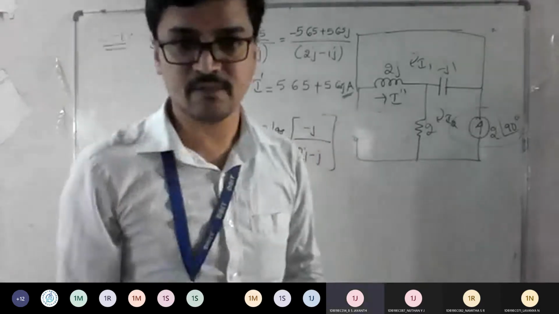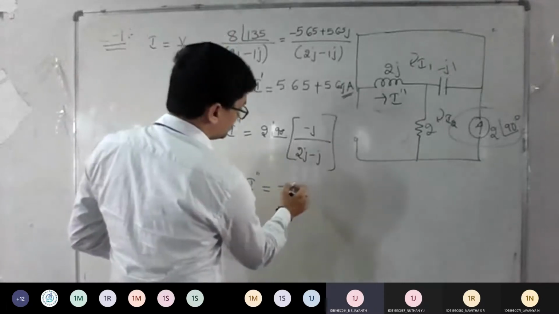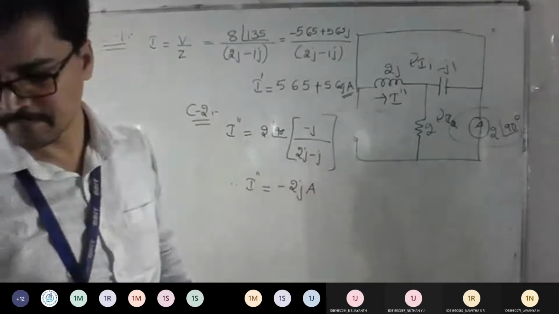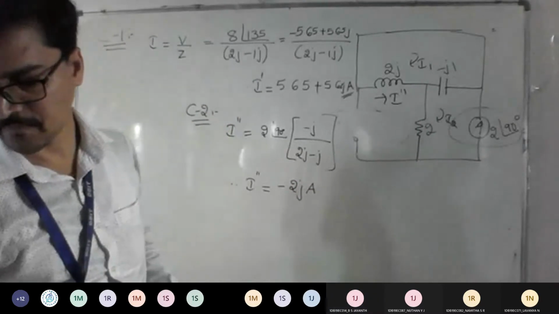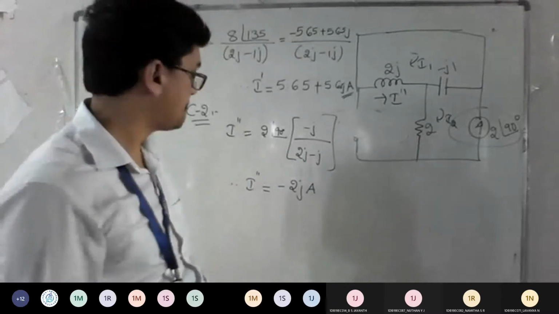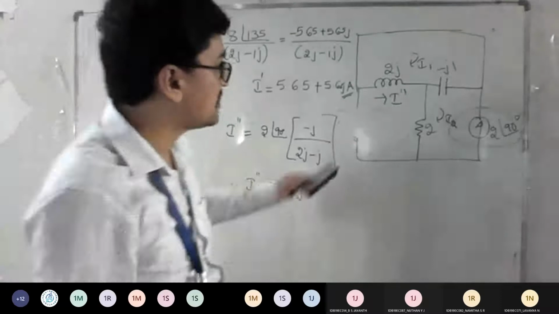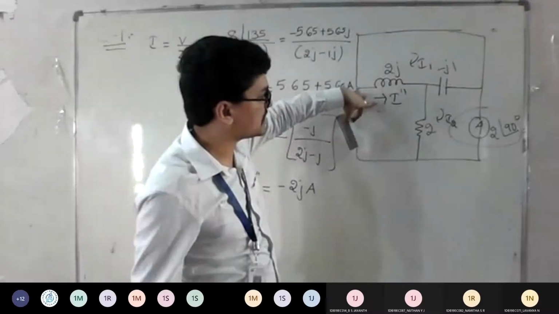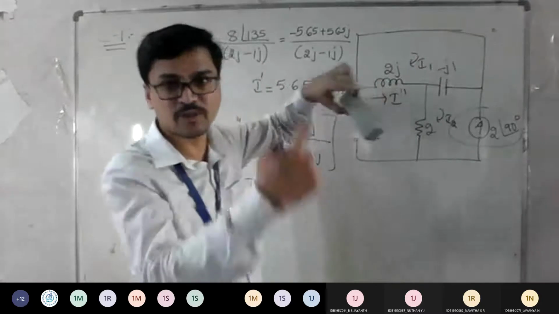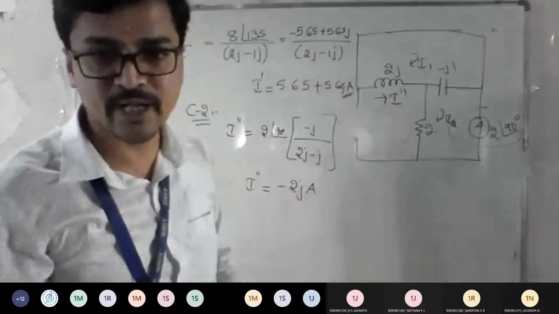Any doubts anyone with this? If you have, you can ask here. Minus 2J amperes, sir. Minus 2J. Yes, sir. That's all. Will you get a J term? Okay. Any doubts? The negative symbol indicates the assumption. See here, the assumption was given in the question this way, correct? I have taken it this way. So both are in opposite directions, right? That's why I got a negative answer there. Understood here?